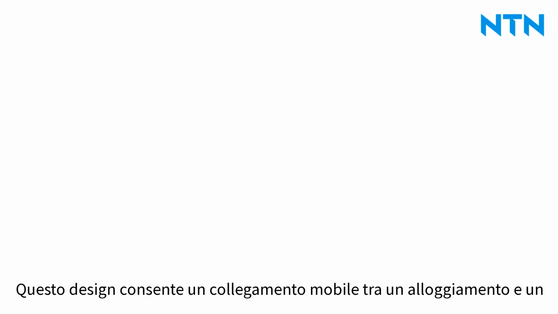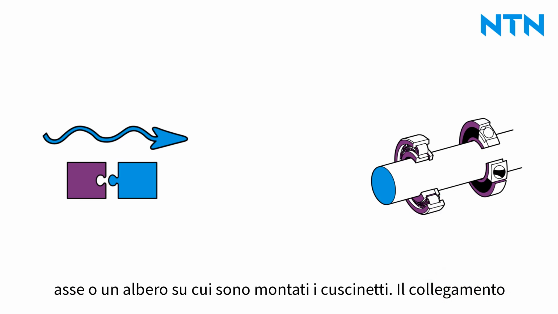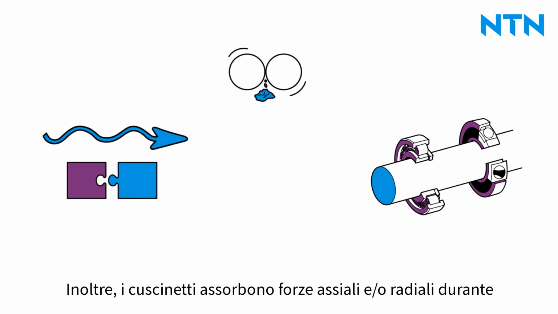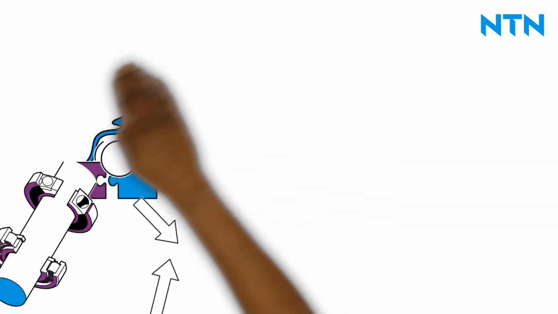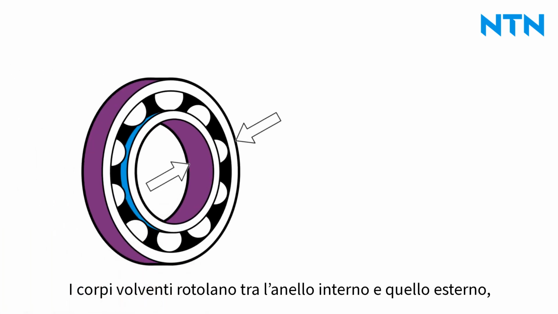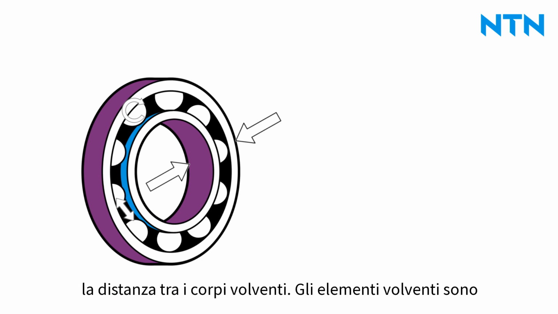This design allows a movable connection between a housing and an axle or shaft on which the bearings are mounted. The connection allows load to be transmitted and friction to be kept as low as possible. In addition, bearings still absorb axial and/or radial forces during this process. The rolling elements roll between the inner and outer ring, which enables the bearings to rotate. The cage keeps the distance between the rolling elements constant.